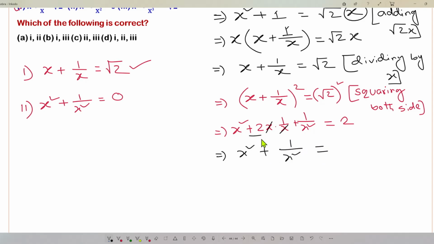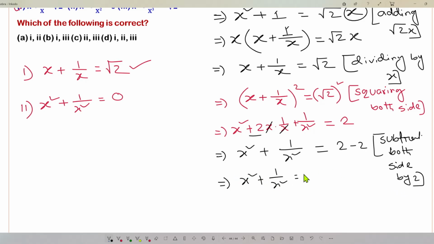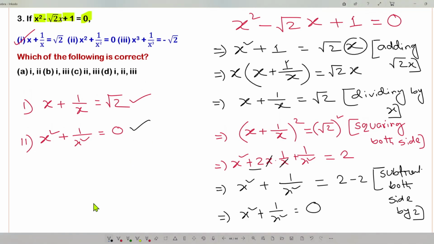This plus 2 will go to the right side. It means we are subtracting 2 from both sides. Now here x square plus 1 by x square equals 2 minus 2, which is 0. So number 2, this one is also correct.